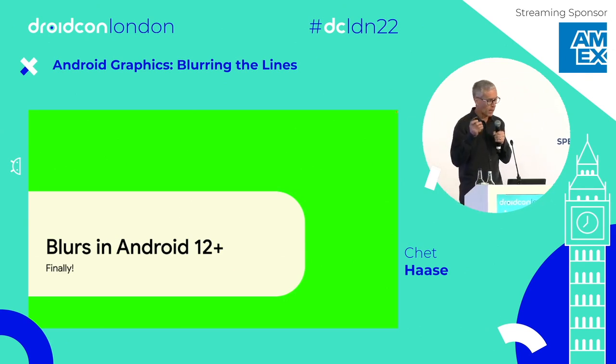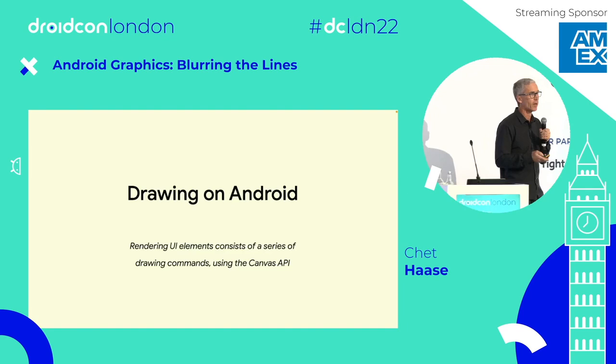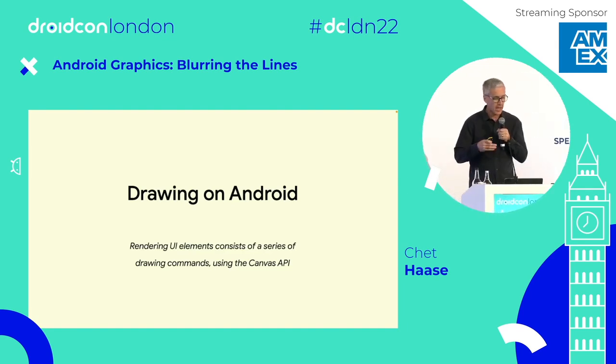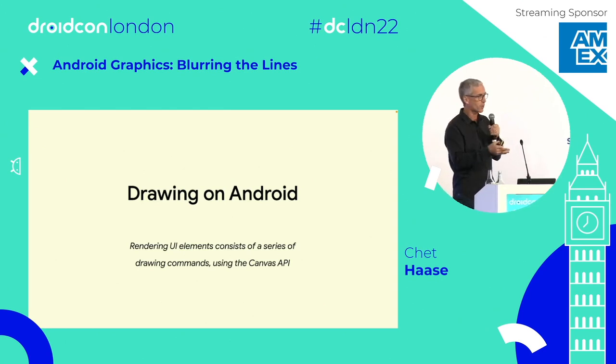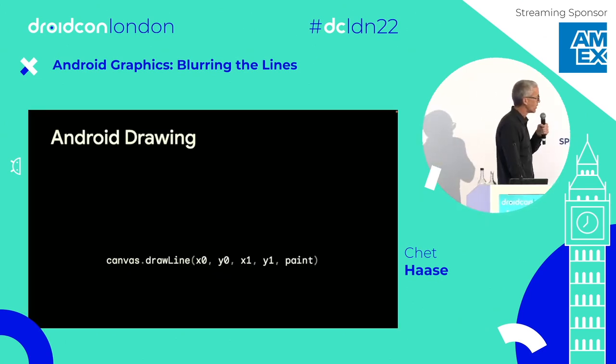But before I talk about blurs, I'm going to talk about a render effect, which means I'd like to talk a little bit about how drawing happens on Android. So you can think of everything in applications, certainly everything in the UI, as a series of really low-level drawing commands saying, draw this line, draw this gradient, fill this thing, copy this bitmap. All drawing commands are essentially this.